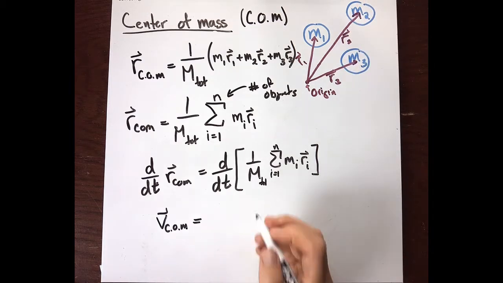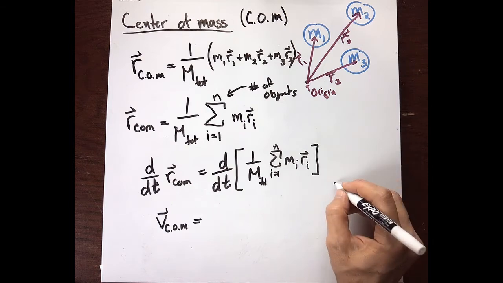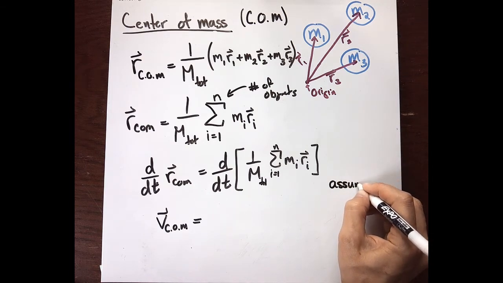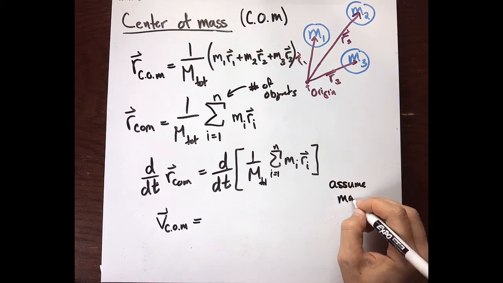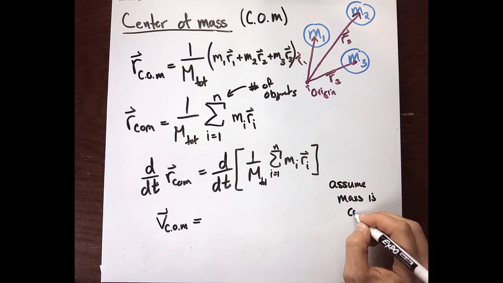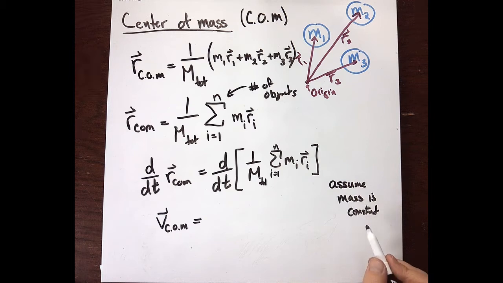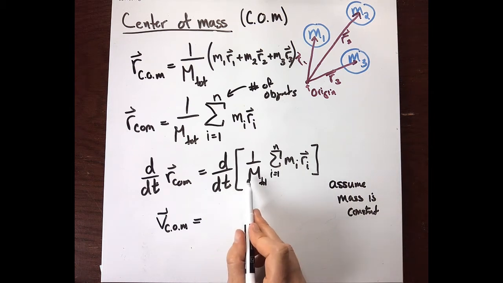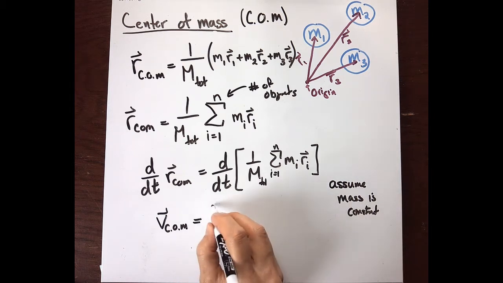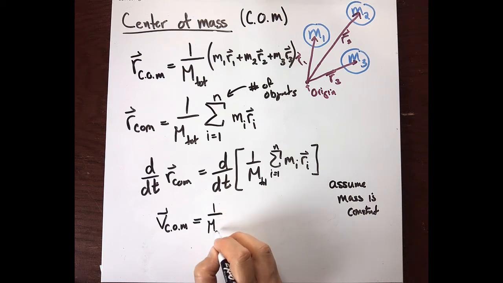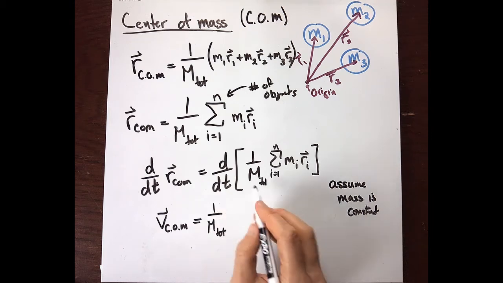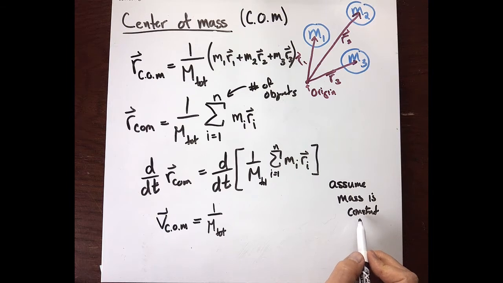And then here let's make an assumption, which let's assume that the mass is constant. It's not always constant, but generally it is. And if the mass is constant, then this mass will just come outside of the time derivative because it won't change in time because it's constant.